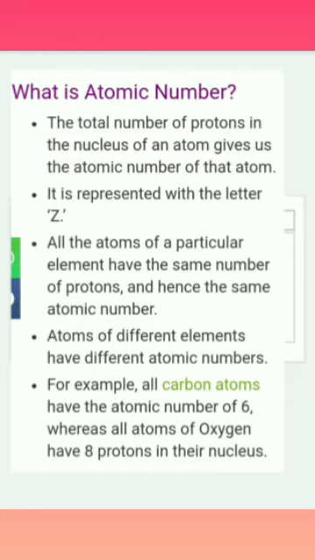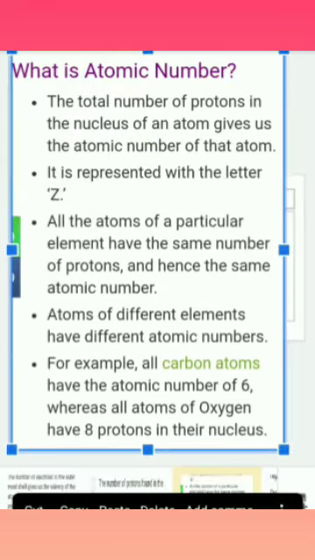All the atoms of a particular element have the same number of protons and hence the same atomic number. So, the atomic number of a particular element is equal to the number of protons. Atoms of different elements have different atomic numbers. For example, carbon has atomic number 6 and oxygen has atomic number 8.